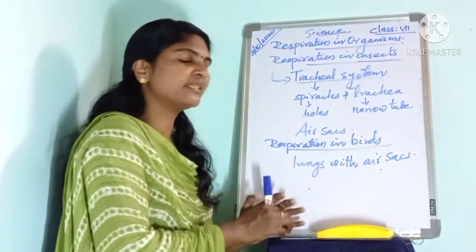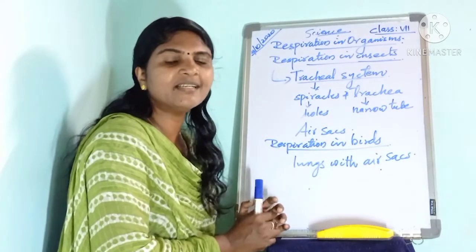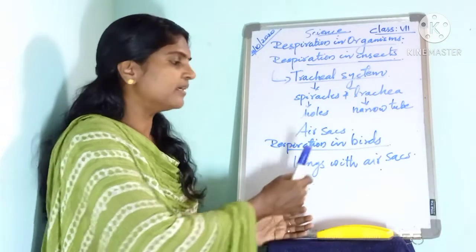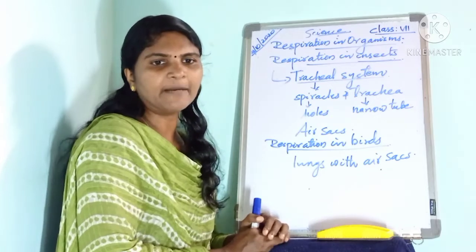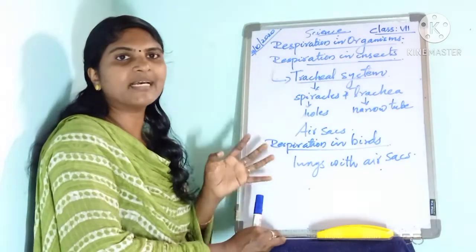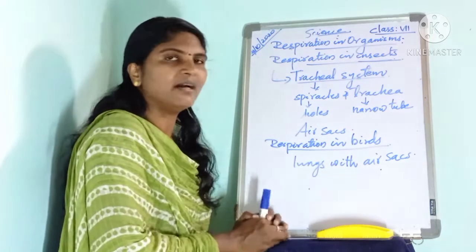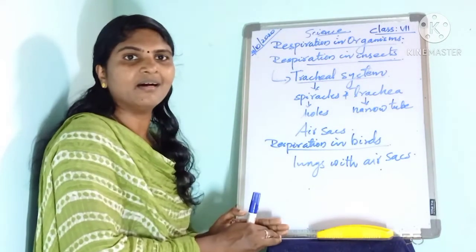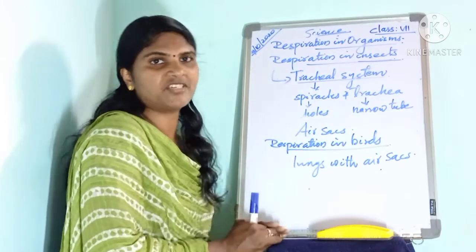It is due to the presence of these air sacs that the body of the bird is light in weight. This is an adaptation that helps birds fly, because their body feels light in weight due to the presence of these air sacs. That is why it can fly very easily. This is an adaptation.